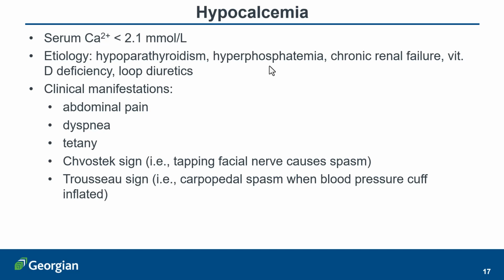In the case of chronic renal failure, that can lead to hypocalcemia because the kidneys are where you reabsorb. Remember, everything is filtered at the glomerulus, and you require the proper functioning of the nephron in order to reabsorb really everything back, including calcium. So chronic renal failure can lead to hypocalcemia. Vitamin D deficiency can also lead to hypocalcemia because vitamin D is required in order to absorb calcium in the GI tract. And lastly, loop diuretics also lead to increased calcium losses. So all those are the etiologies of hypocalcemia.